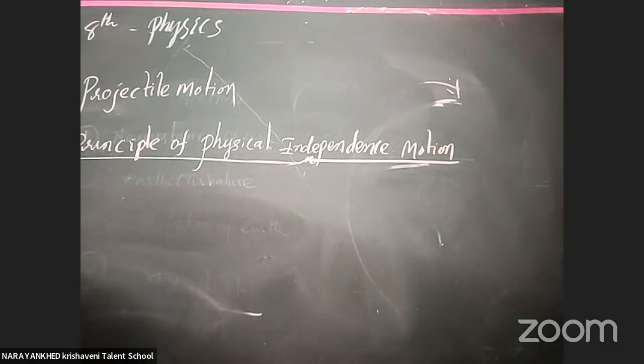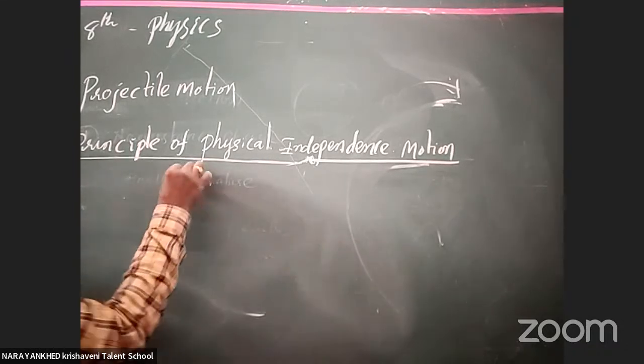How do we consider this principle? Now, the motion of a projectile is a two-dimensional motion, so it can be discussed in two parts: horizontal motion as well as vertical motion. These two motions take place independent of each other. This is called the principle of physical independence of motion.